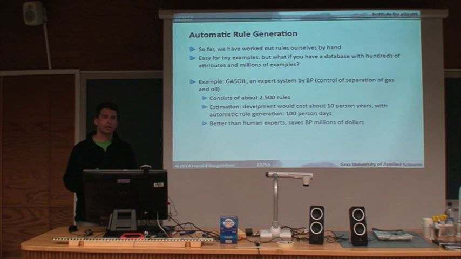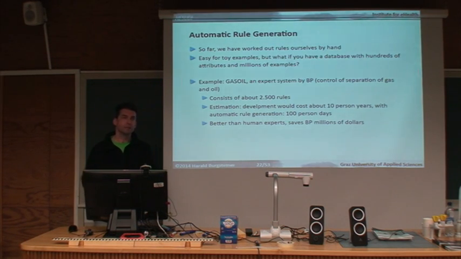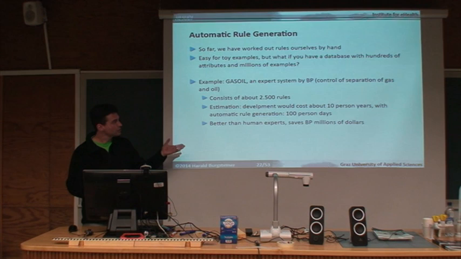British Petroleum tried to estimate, before they developed the system, how much time it would take for their experts to figure out these rules. They came to the conclusion it would cost about 10 person-years. Then they hired a few computer scientists and set up the project in about 100 days. It turned out that the final result was even better than the original experts, and the system saves British Petroleum $1 million a year.